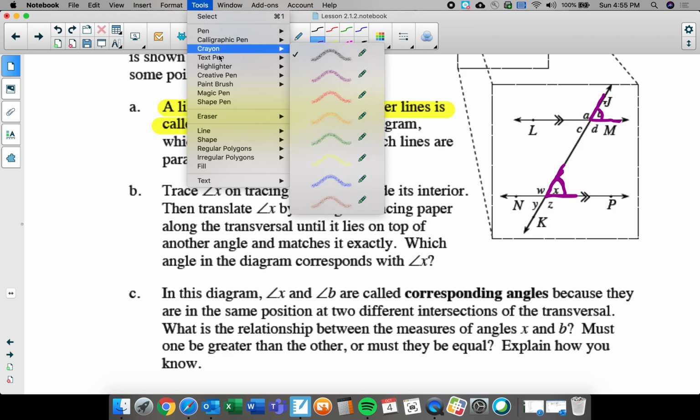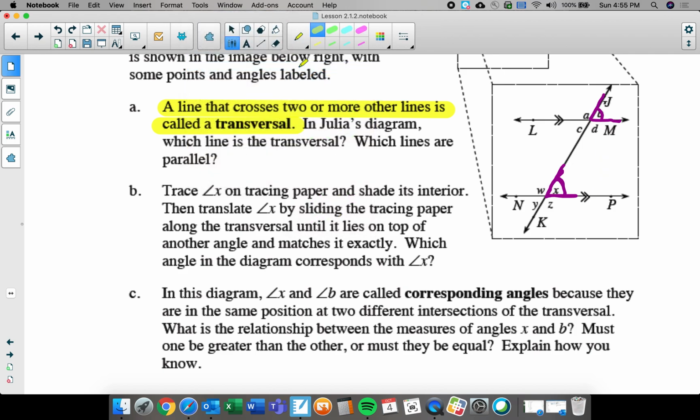Okay? Those angles, I'm going to go back to my highlighter. If we take a look now at part C, those angles are what are called corresponding angles because they're in the same position at two different intersections of the transversal. So angle X on the bottom corresponds with angle B on the top. Okay? And notice it says, what's the relationship between the measures? Well, if they fall in this exact same spot, that means they must be equal. Otherwise, it's like a puzzle piece fitting in. Otherwise, that wouldn't fit together.